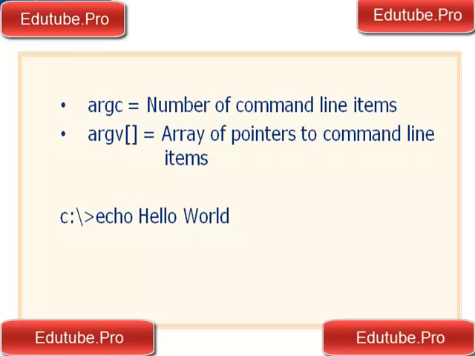Now we're going to take a look at a real-world use of an array of character pointers. We've already looked at it a little bit, but let's take a closer look. This is the argc and argv, the argument count and argument vector array. The argc is the number of command line items that have come into our program from the outside world.